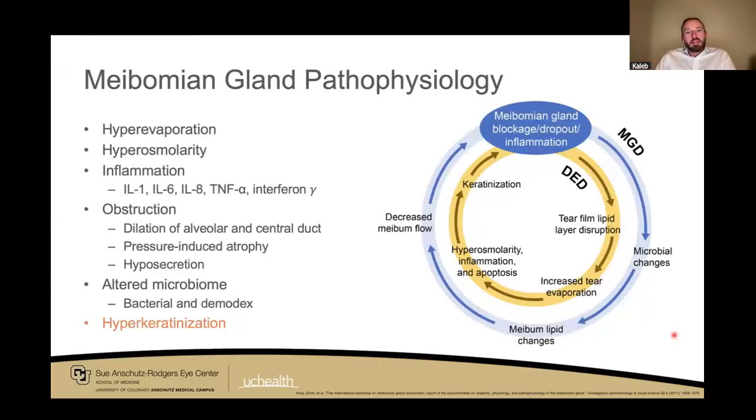So when it comes to meibomian gland pathophysiology, there's hyperevaporation. We know that the tears are going to evaporate too quickly because you've lost that lipid support that prevents evaporation.